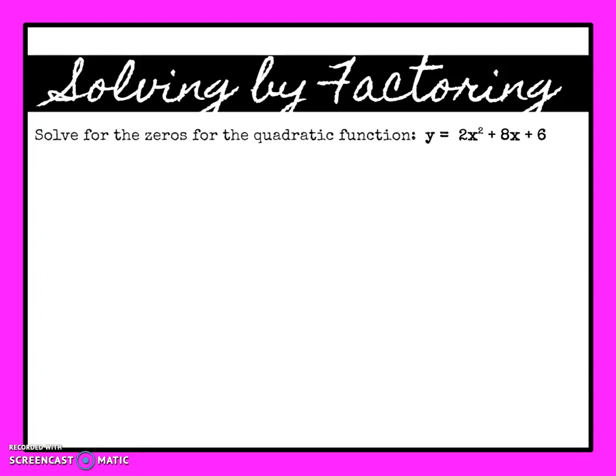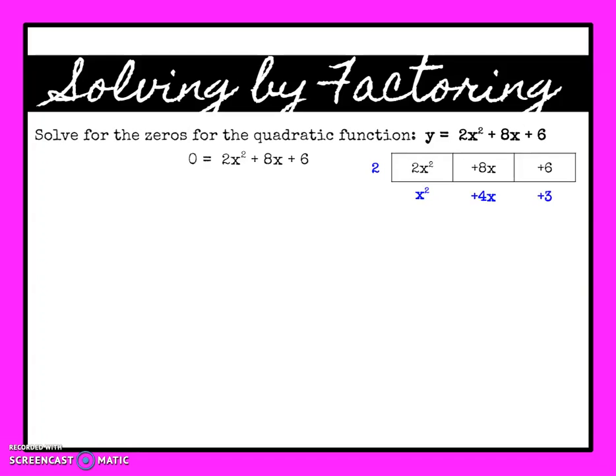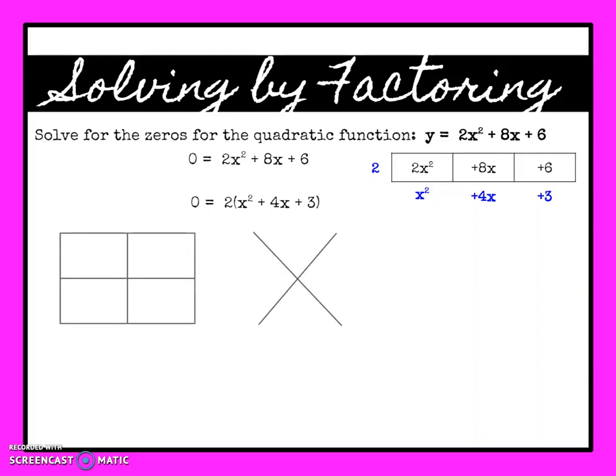Solve for the zeros for the quadratic function y equals 2x squared plus 8x plus 6. Step 1, set y equal to 0. Step 2, factoring this expression. Now, 2x squared plus 8x plus 6. If you remember back to factoring completely, we always need to ask ourselves, is there something that we can divide out before we begin the factoring process? And in this case, yes, we can divide out a 2 from each of my terms. So 2x squared plus 8x plus 6 is the same as 2 times the quantity x squared plus 4x plus 3. I now have smaller values in my trinomial that I can factor to make this equation a little bit more efficient.